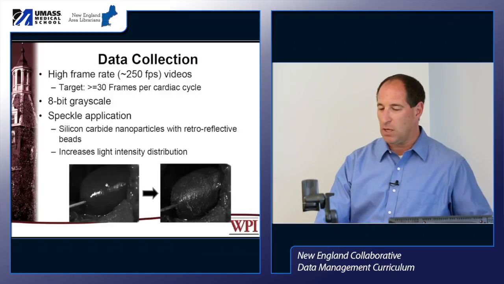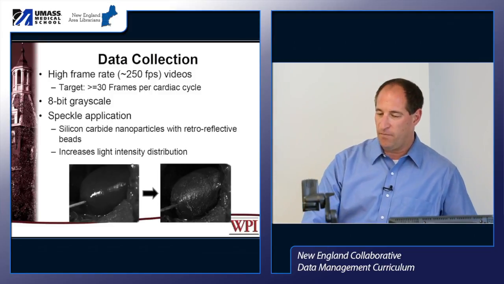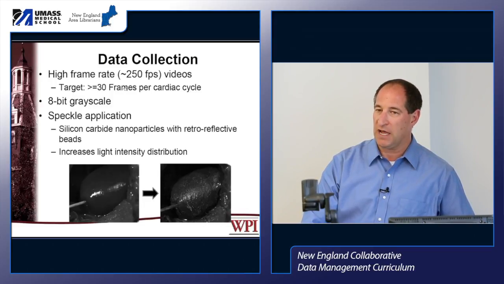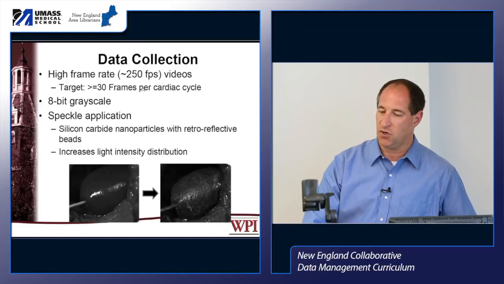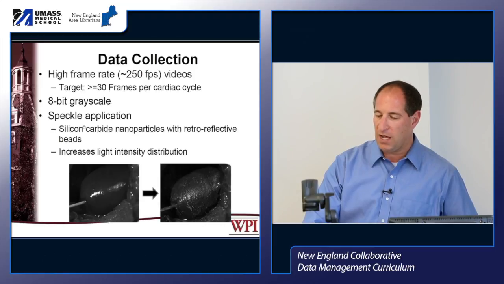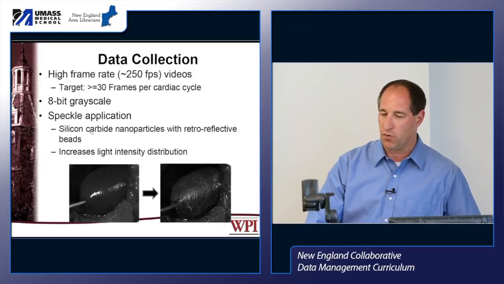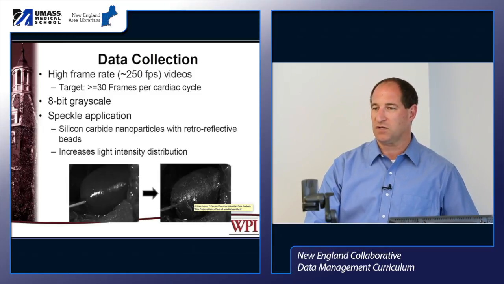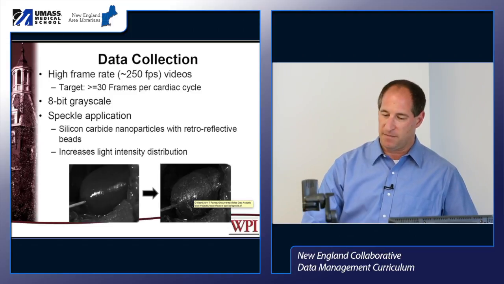In regards to the data collection for the high-speed images, in general, we'll take about 200 frames per second, and we want to get about 30 frames minimum per cardiac cycle. So per heartbeat, we want to take at least 30 frames. We take it at 8-bit grayscale. We apply the silicon carbide nanoparticles with retroreflective beads. What that does is increase the light intensity distribution. The bottom line is our technique essentially measures particles that we put on the surface of the heart, and it measures where they move from one point to the next.